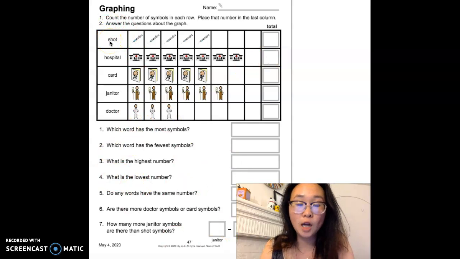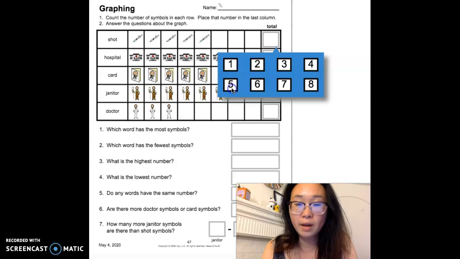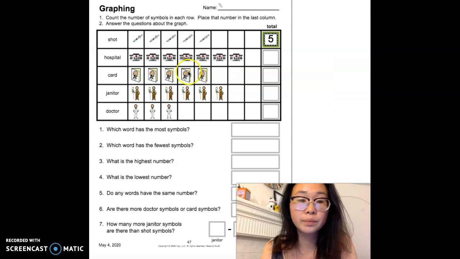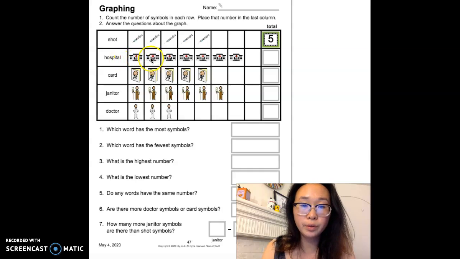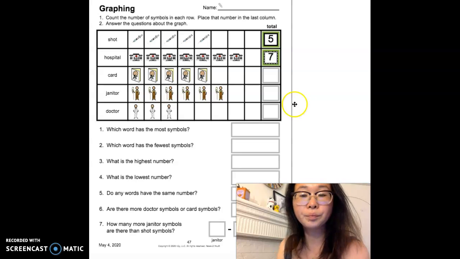First word is shot. 1, 2, 3, 4, 5. 5. Hospital. 1, 2, 3, 4, 5, 6, 7. There's 7 hospitals. 7. If I'm going too fast, feel free to pause.